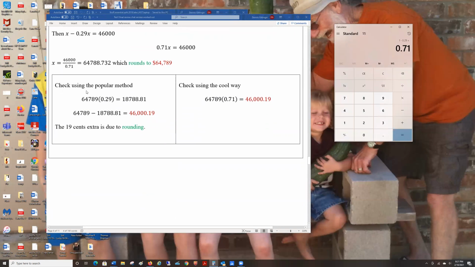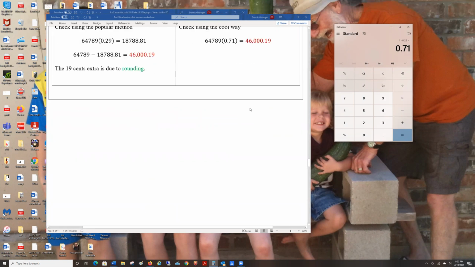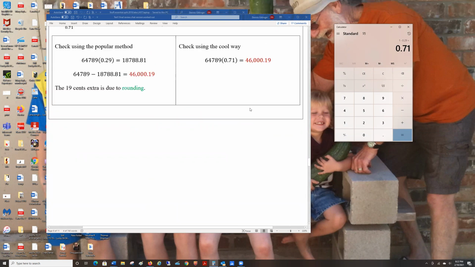You can check this answer using the popular method by multiplying the amount withdrawn, hopefully by 0.29 for the government, then subtract that amount, and sure enough, you get $46,000.19. And the 19 cents is extra because we rounded up from 73 cents, we rounded that up 27 cents. Or check using the cool way. 71% of the amount withdrawn is $46,000.19. But the very cool way, I might add.